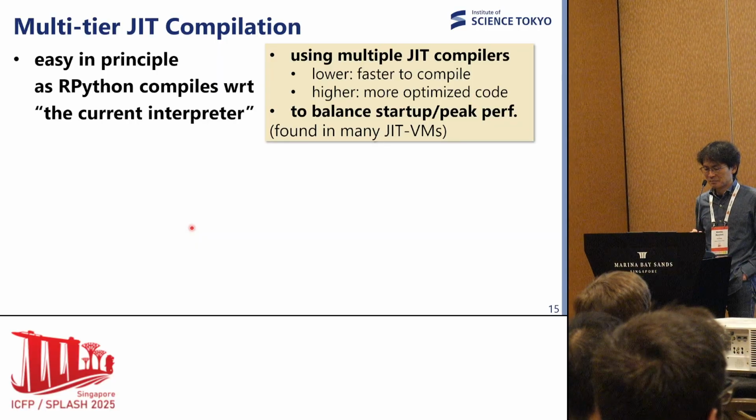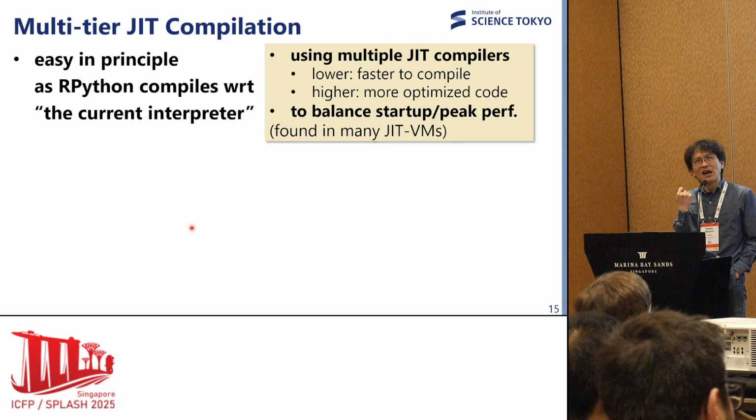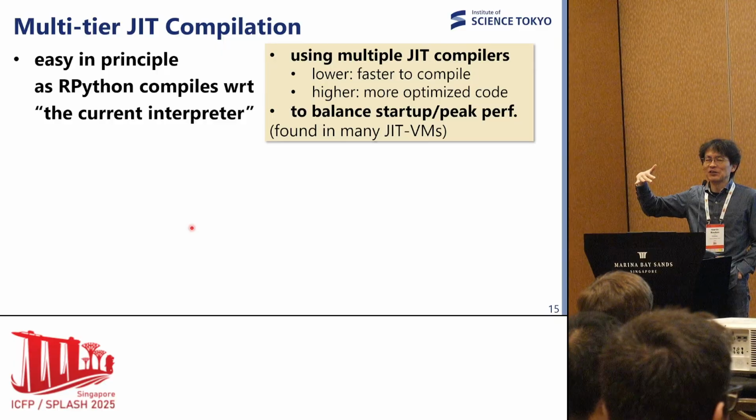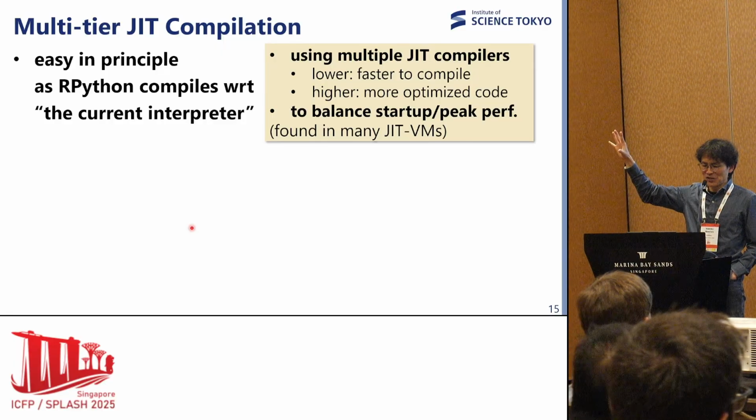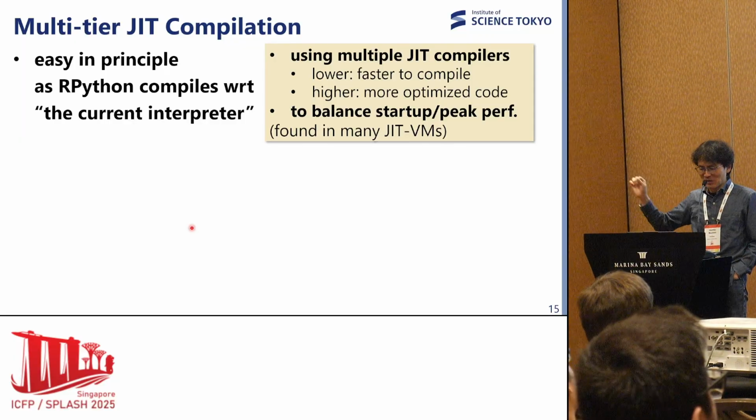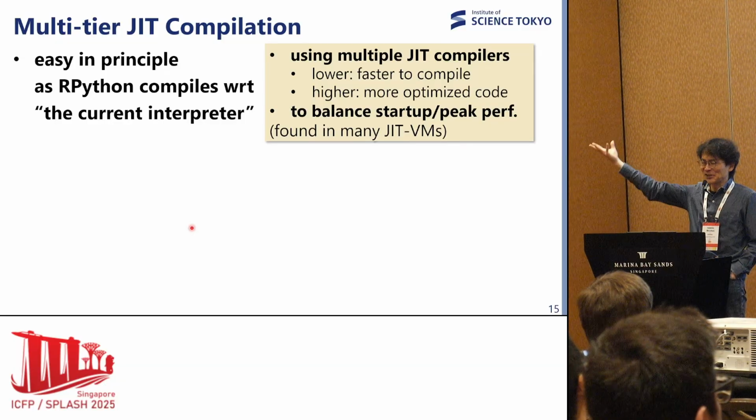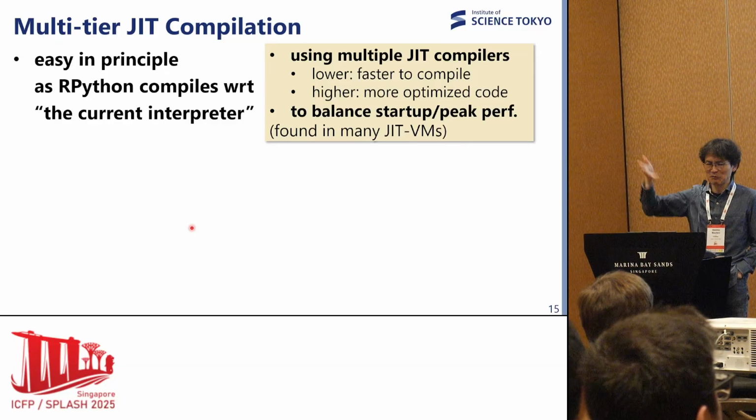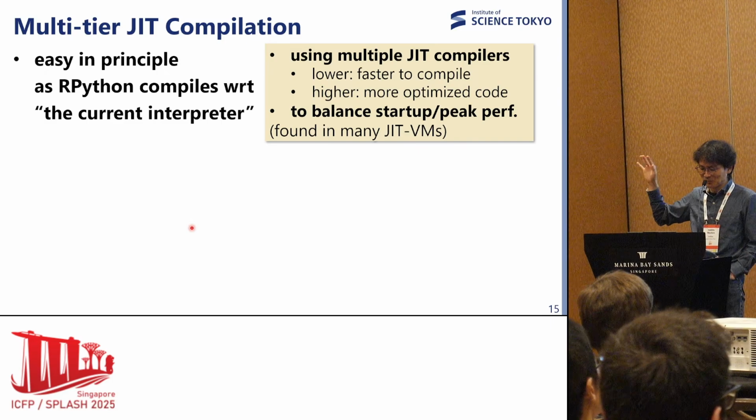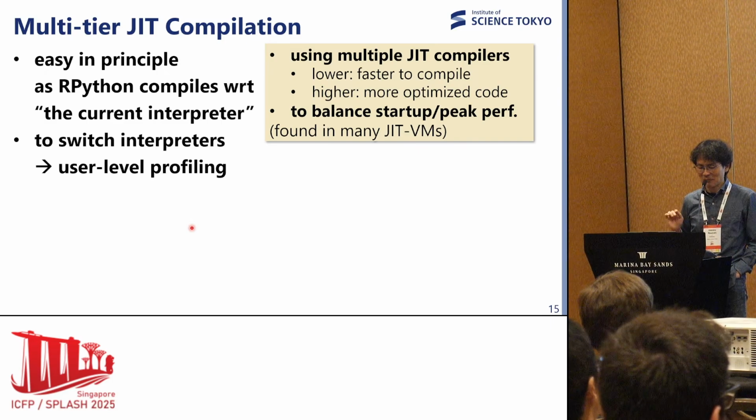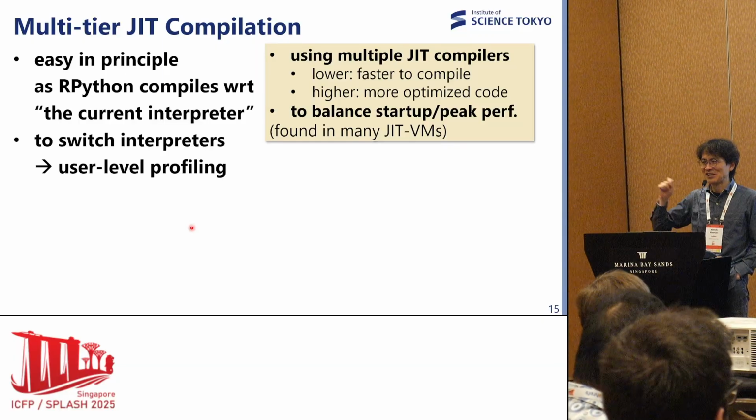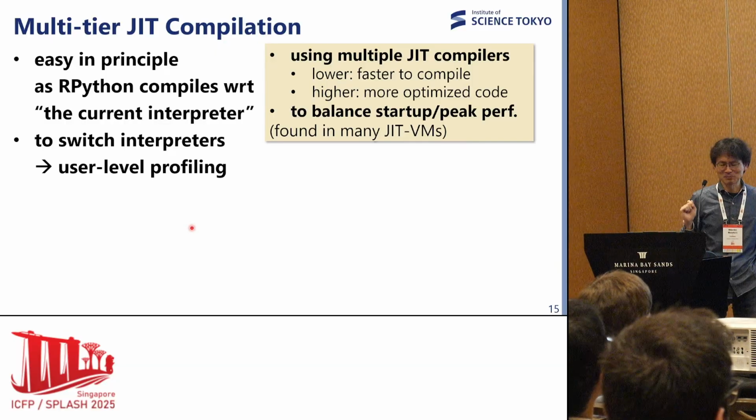With the RPython framework, since RPython generates the compiled code based on the interpreter definition, it can be easily done in principle by providing different interpreters to the RPython framework. We will get the different compiled code. So multi-tier JIT compilation seems to be easy, but the really challenging part is how to switch those interpreters within the RPython framework.